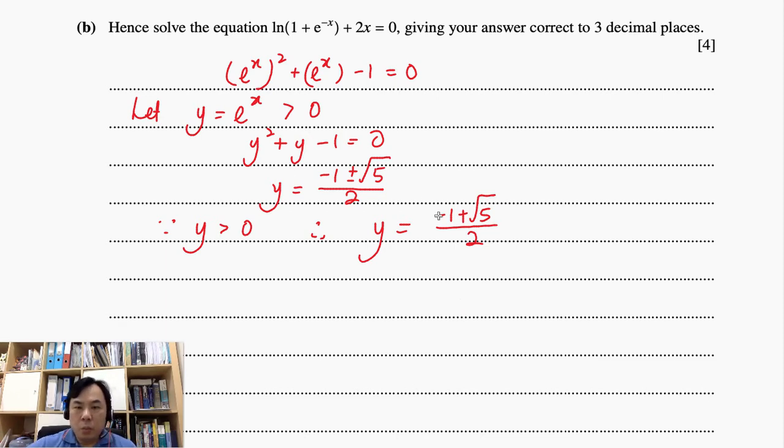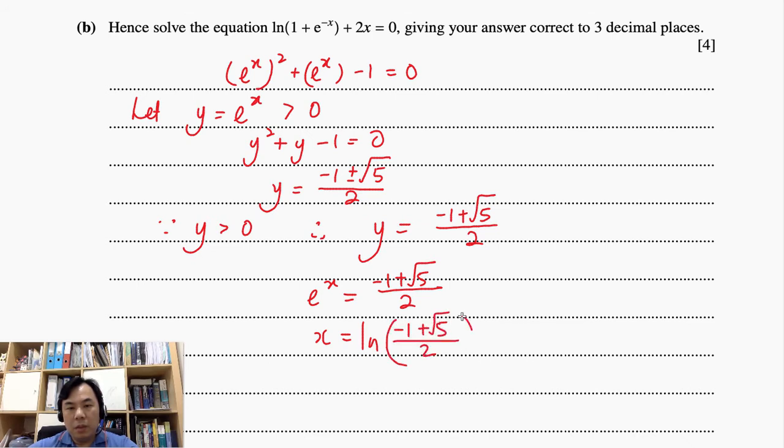And then we know that y is not the final answer that we are supposed to look for. So from here we have to write out e^x. e^x is supposed to be equal to (-1 + √5)/2. And then finally the solution. So the x will be ln((-1 + √5)/2) here.